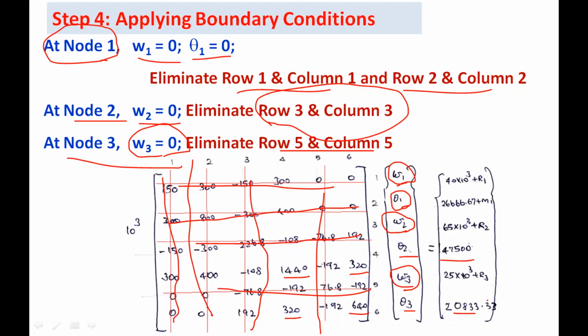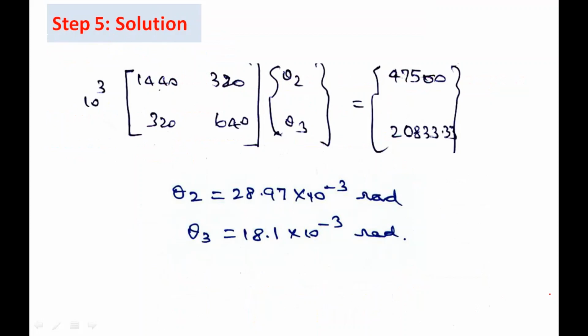So by solving this 2 by 2 matrix, we can easily get the unknown slope values theta 2 and theta 3. In the next step, we are going to solve the 2 by 2 matrix. 10 power 3 is the common term: 1440, 320, 320, 640, times theta 2, theta 3. These are the right hand side: 47500, 20833.33.